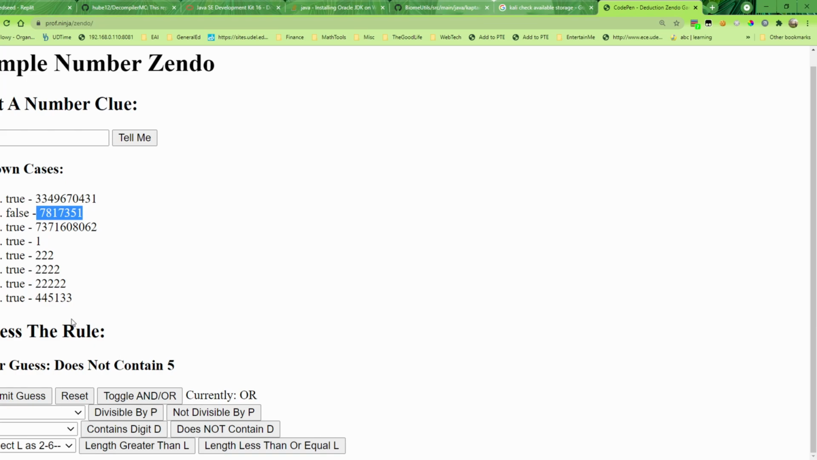Does not contain 5. Does not contain 5, 6, 9, 0. Well, does not contain 6 would be out. It's not equal to 7 million. Yes. Guess that. So maybe it's like a does not contain kind of a thing. So why? So this one.